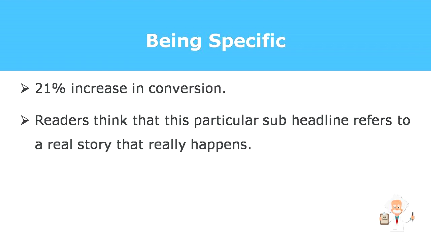Being specific. Sometimes your sales copy can see a greater conversion rate if you include a personal touch on the subheadline. In this case, the subheadline mentioned a specific case of a blog post, which grew to almost 10,000 subscribers. When this was tested, the result came back with a 21% increase in conversion. This happens because readers think that this particular subheadline refers to a real story that really happened. This further highlights the importance of telling a story in your sales letter. I highly recommend you do this.